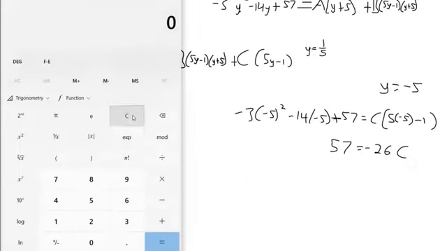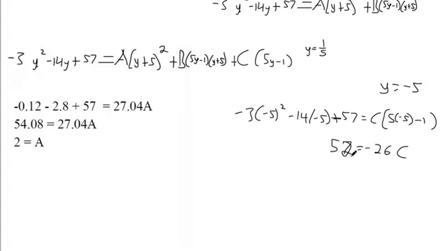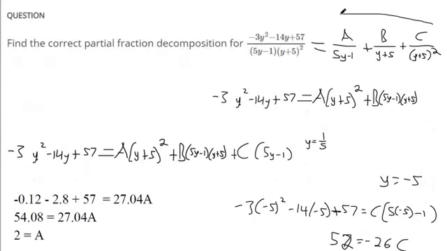5 squared is 25. 25 times negative 3 is negative 75. And then 14 times 5. Oh, I messed something up. Okay, so negative 75 plus 70 is negative 5 plus 57. On the left side, it should be 52. And then if you divide negative 26 from both sides, you get C is negative 2. We've got A. We've got B. We're closer to solving this whole thing. We've almost got this all complete.